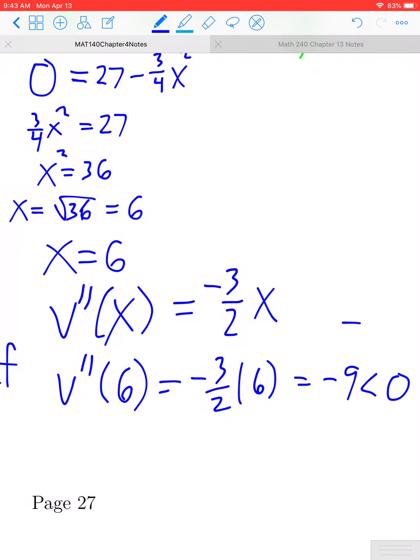So if you recall from the second derivative test, what happens when the second derivative is negative at a critical point? Well, that does produce a maximum. So we have just shown that the maximum will occur when the value for x is 6.